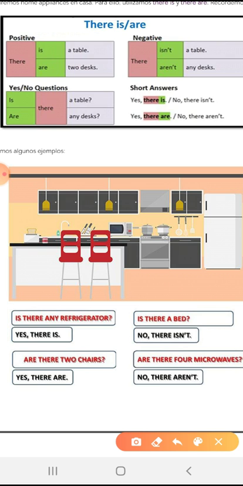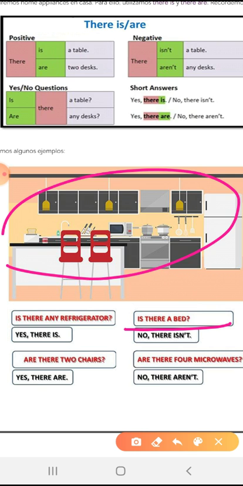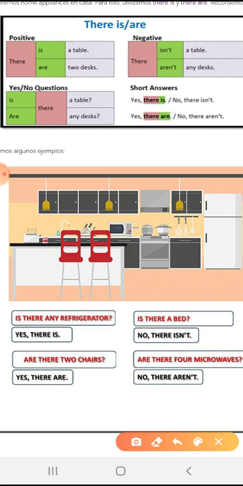One more example. Is there a bed? Teacher, what is bed? In Spanish, what is bed? Bed is a cama, okay? So, is there a bed here? No, there isn't, okay?